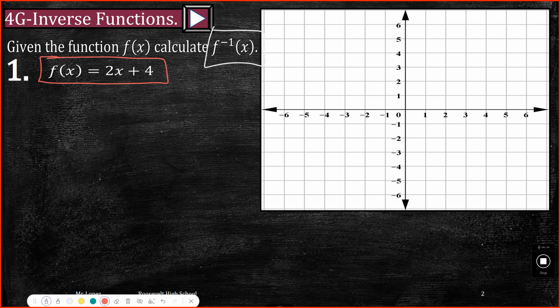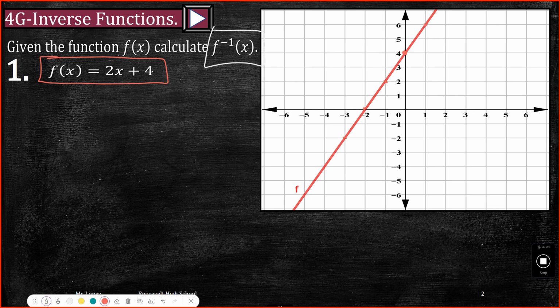Let's go ahead and graph this f of x function. What should it look like when I graph it? It's a straight line. Y equals mx plus b. The y-intercept is 4, and the slope is 2. So we're going to go up 2 over 1, or down 2 over 1, and then we get a straight line.